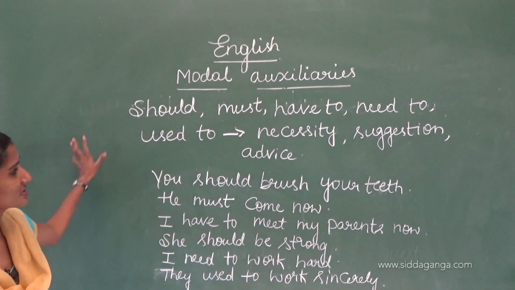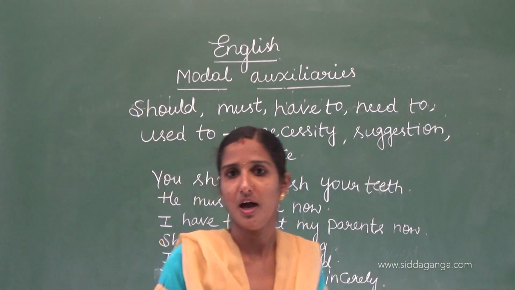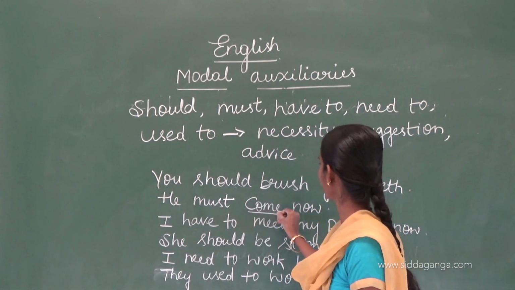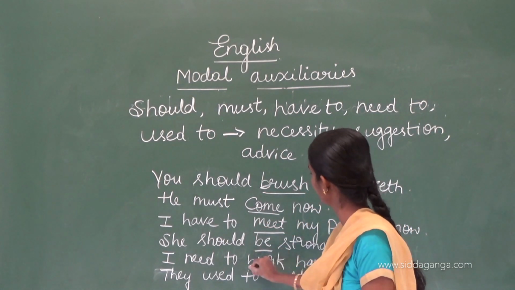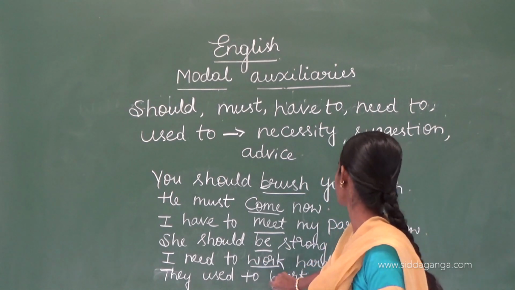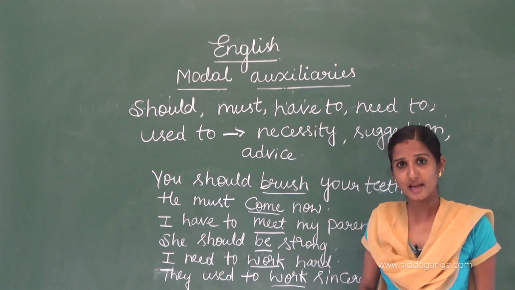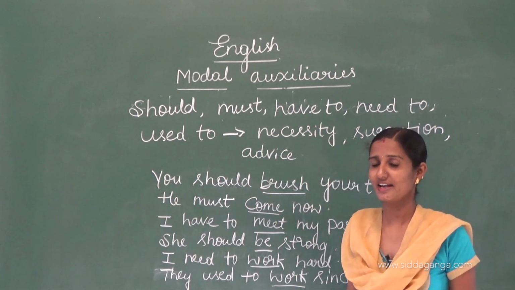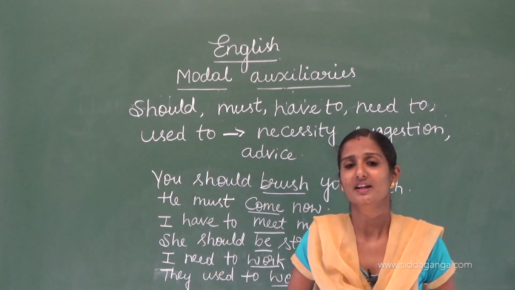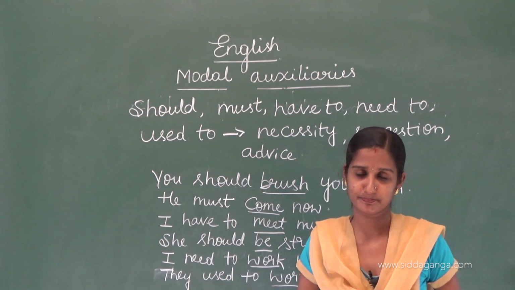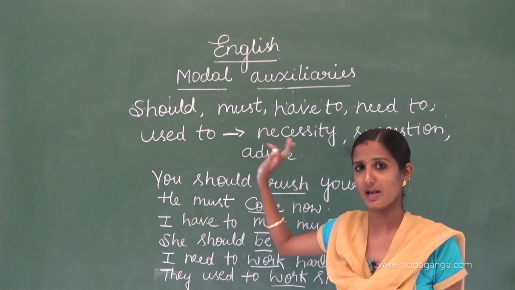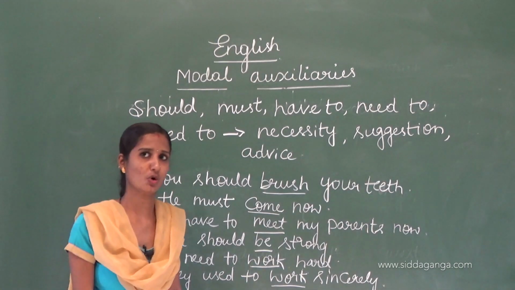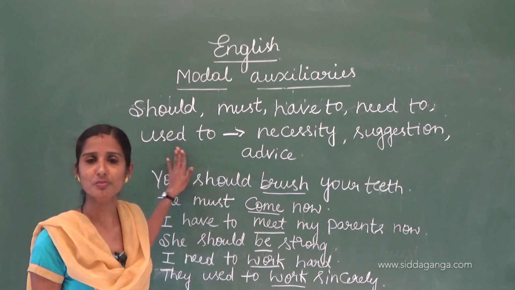So in this way all these modal auxiliaries are used, and right after every modal auxiliary what can you find? You can find the present form of the verb. Without the main verb, these modal auxiliaries cannot be used. Right after every modal auxiliary there should be a main verb. These are only helping verbs. These modal auxiliaries can't play the role of the main verb. Okay, I think you have come to know.